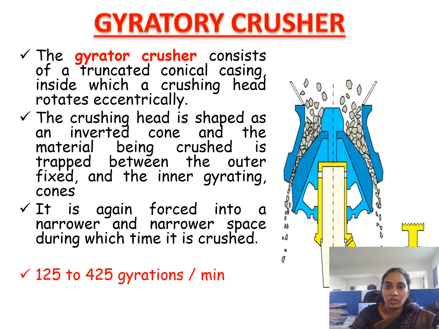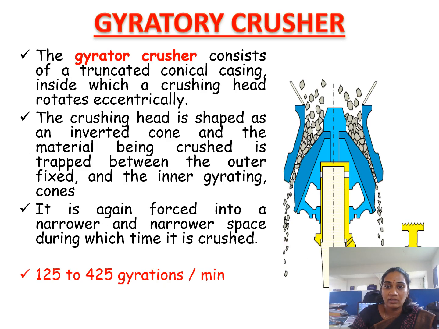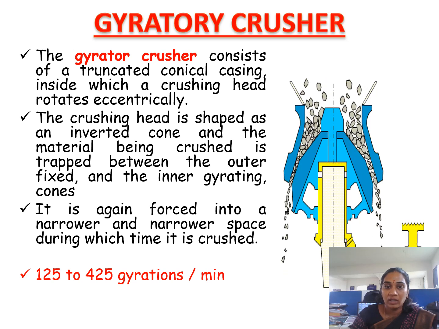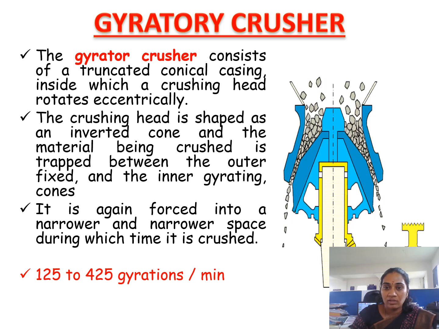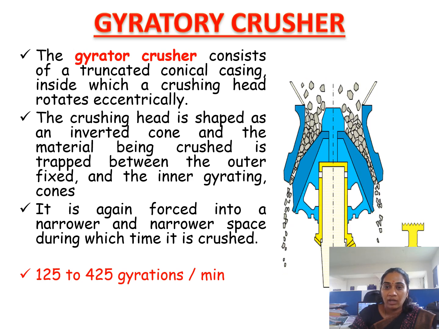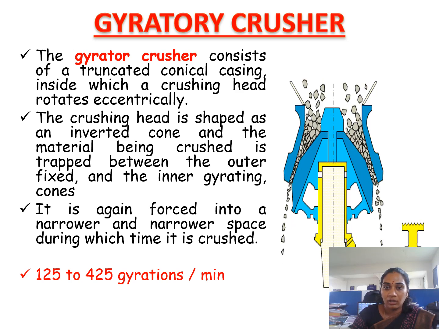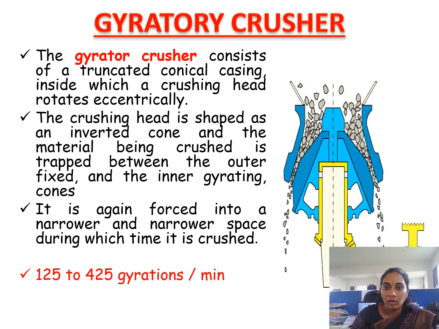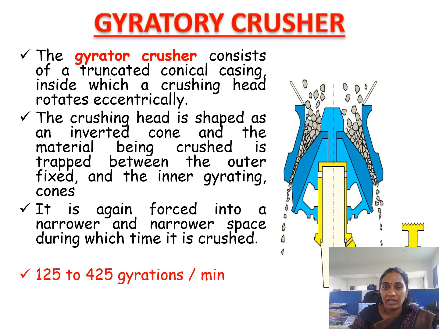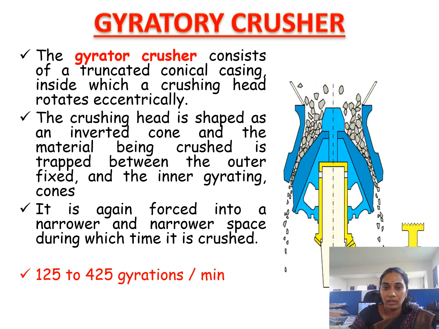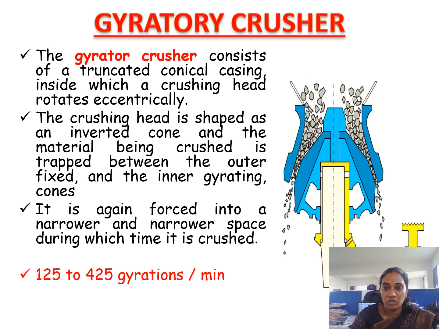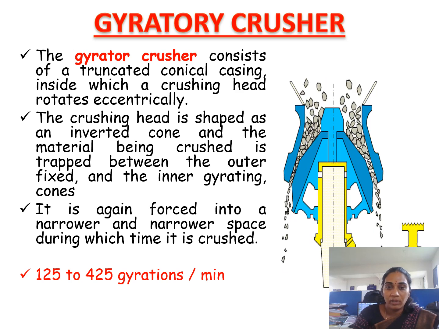Next is the gyratory crusher. This gyratory crusher consists of a truncated conical casing, inside which a crushing head rotates. This is the crushing head that rotates front and back, and this is the conical casing. Here the material will be fed at the top, and then it will be crushed in the gap between the cone and the casing. Here we have 125 to 425 gyrations per minute, and the product will be crushed here.